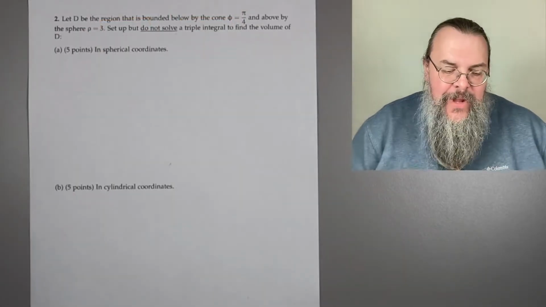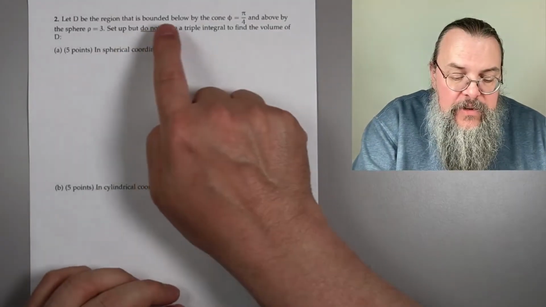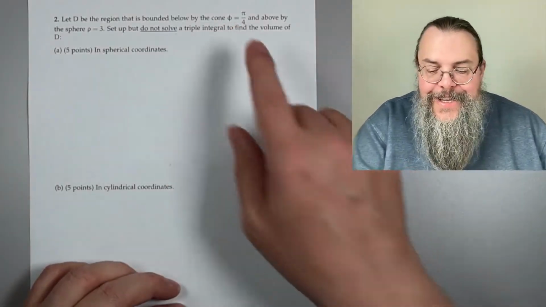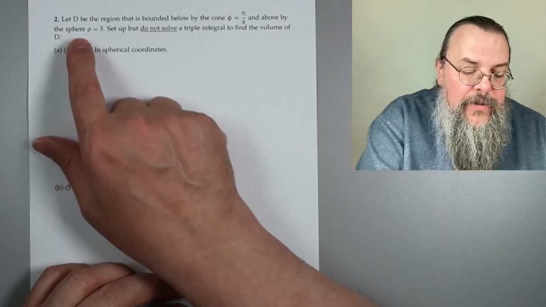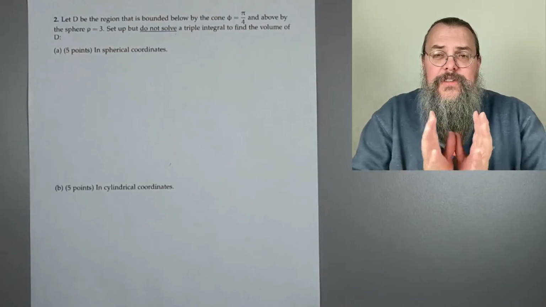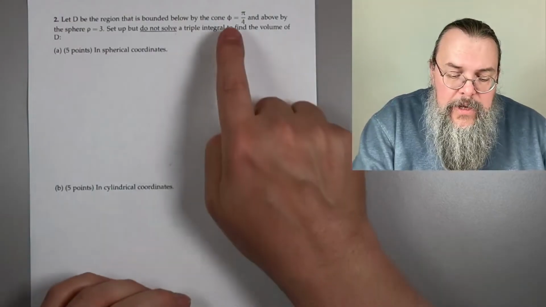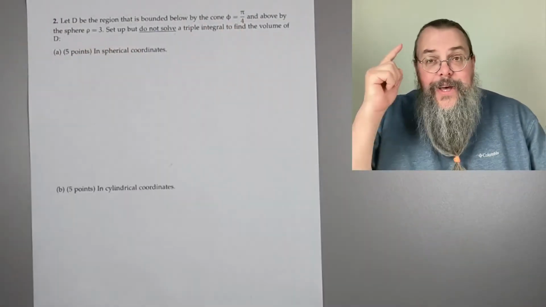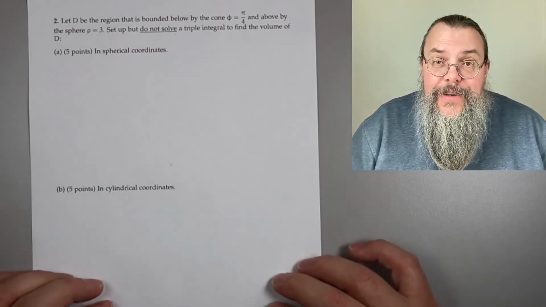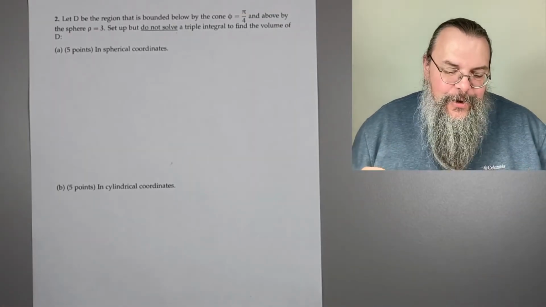Number 2. So D is a region. It's going to be a three-dimensional region, looking ahead. It's bounded below by the cone, phi equals pi fourths, and above by the sphere, rho equals 3. So we don't have to guess too hard at what it looks like. There's this cone below, and there's this sphere on top. Okay, cool. By the way, when you see phi and rho, that should trigger, ooh, this sounds like spherical coordinates, because it is. And so there's a reason it sounds like spherical coordinates.